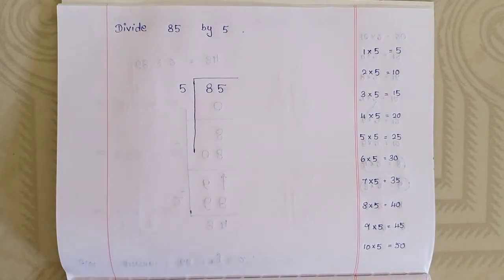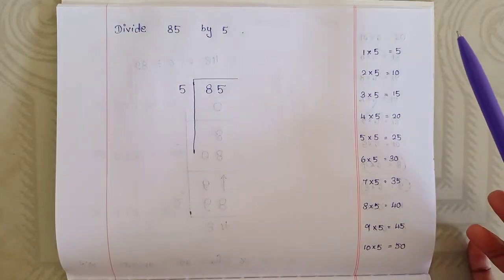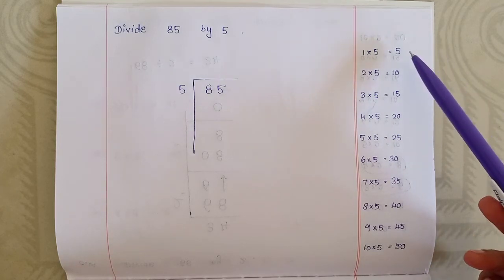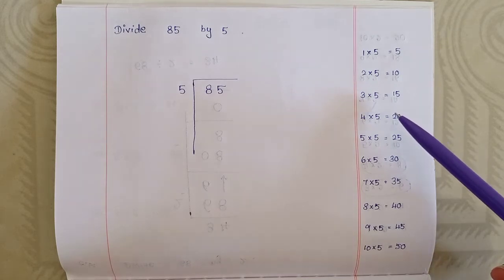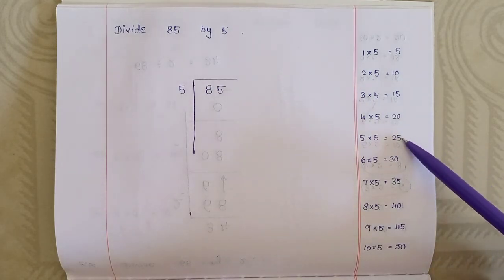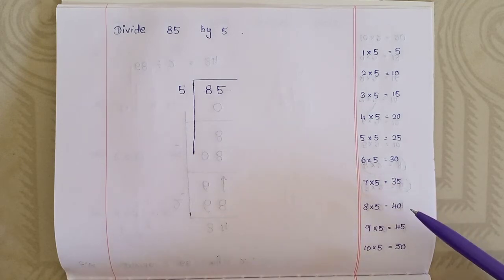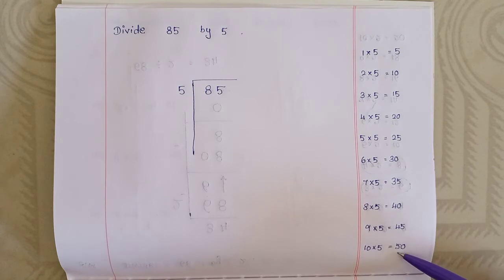Okay, Mama. Now all of you read the fifth table. Read louder. All of you see here and read louder. 1 5 is 5. 2 5s are 10. 3 5s are 15. 4 5s are 20. 5 5s are 25. 6 5s are 30. 7 5s are 35. 8 5s are 40. 9 5s are 45. 10 5s are 50.